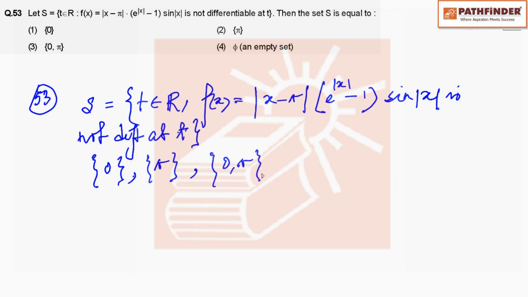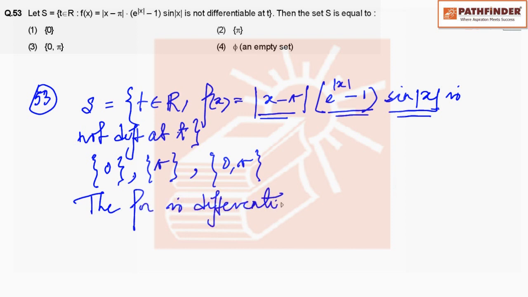Now you can see that this function is 0 at x equal to pi, this function is 0 at x equal to 0, this function is 0 at both x equal to 0 and pi. So if you check differentiability of this particular function, then the function is always differentiable because the factors of this function are either 0 or pi, and even both 0 and pi. So the function is differentiable at both 0 and pi.